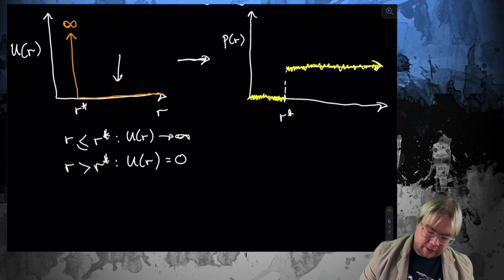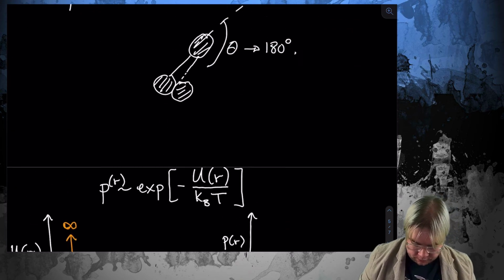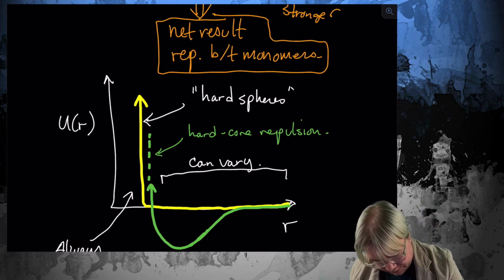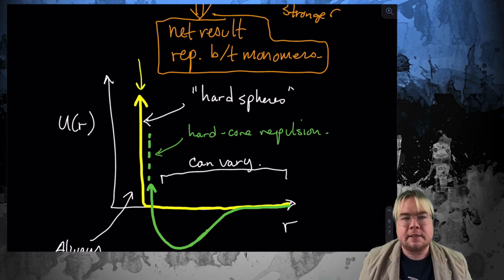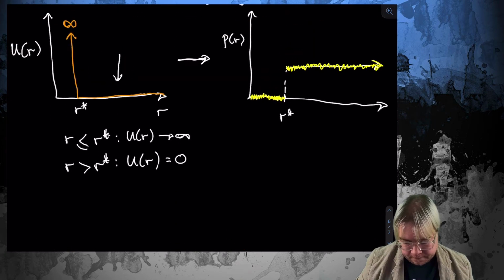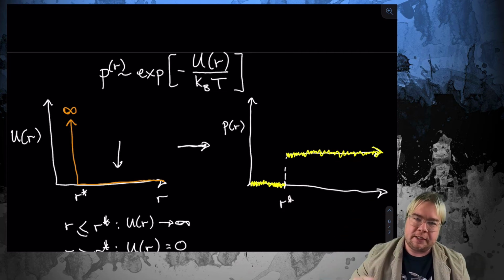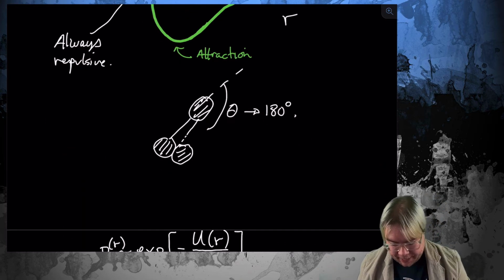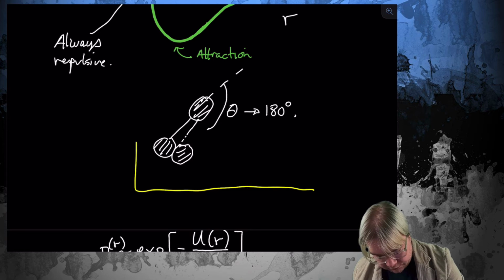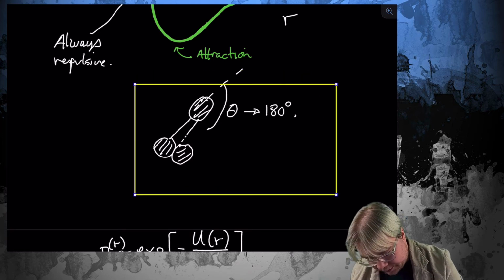Okay, so let me shade this in a different color. So that's what the probability looks like. Not bad. So that corresponds up here to this yellow case. That's what the probability function is going to look like. So you see already we're changing the probability that two particles are going to be a certain distance from each other. And in doing that, we're going to change what the shape of the polymer looks like.